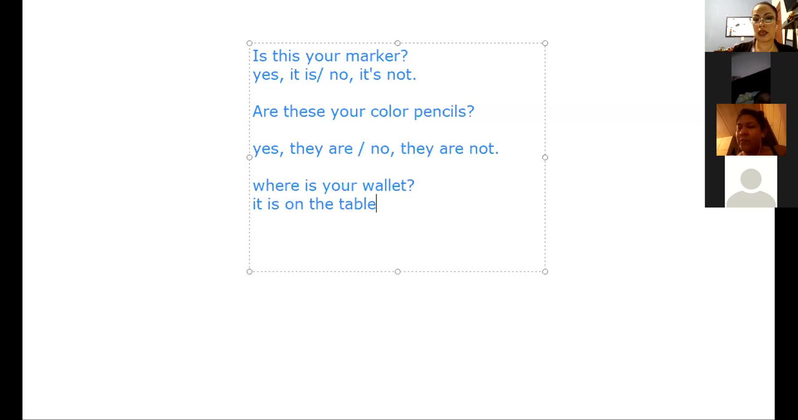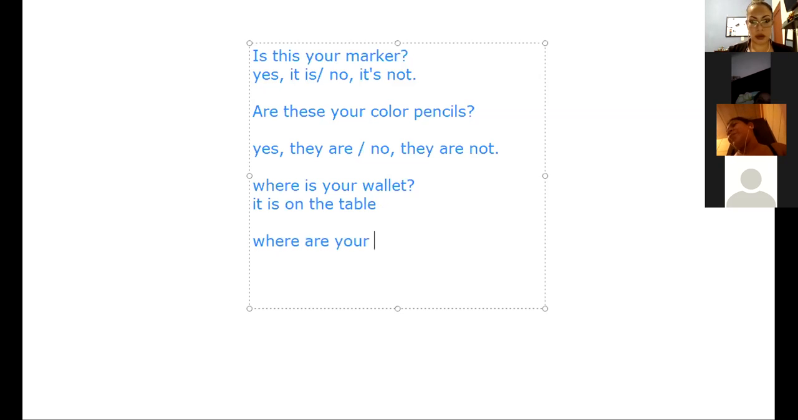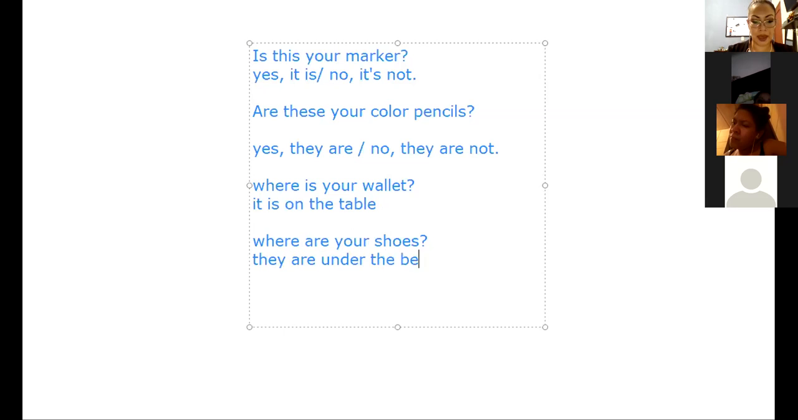Where is your wallet? It's on the table. Ahora, si yo le quiero preguntar por un objeto en plural, entonces voy a utilizar where are. Ya no voy a utilizar is, sino que voy a utilizar are cuando sea plural. Where are your shoes? Por ejemplo, ¿dónde están tus zapatos? Where are your shoes? Y voy a contestar utilizando they are. Ellos están, they are debajo de la cama, por ejemplo, under the bed.